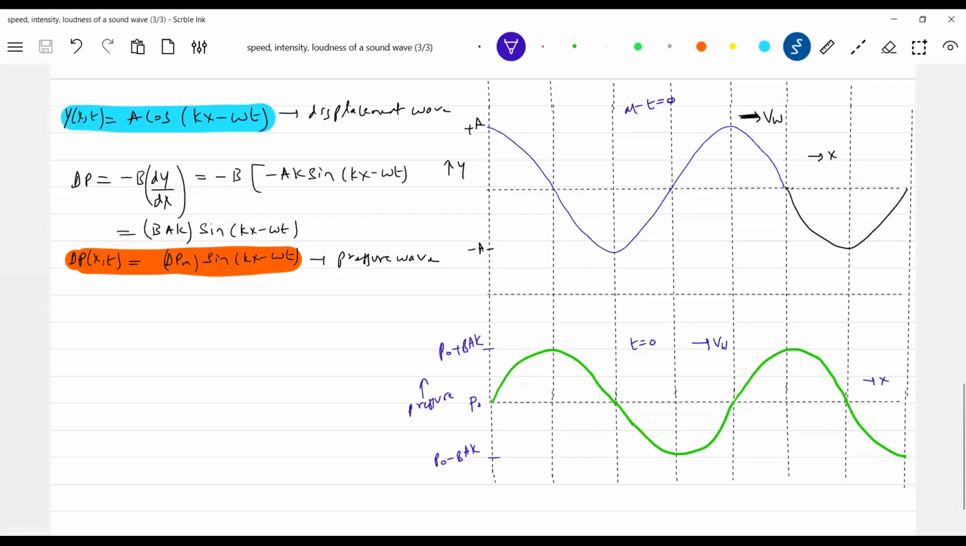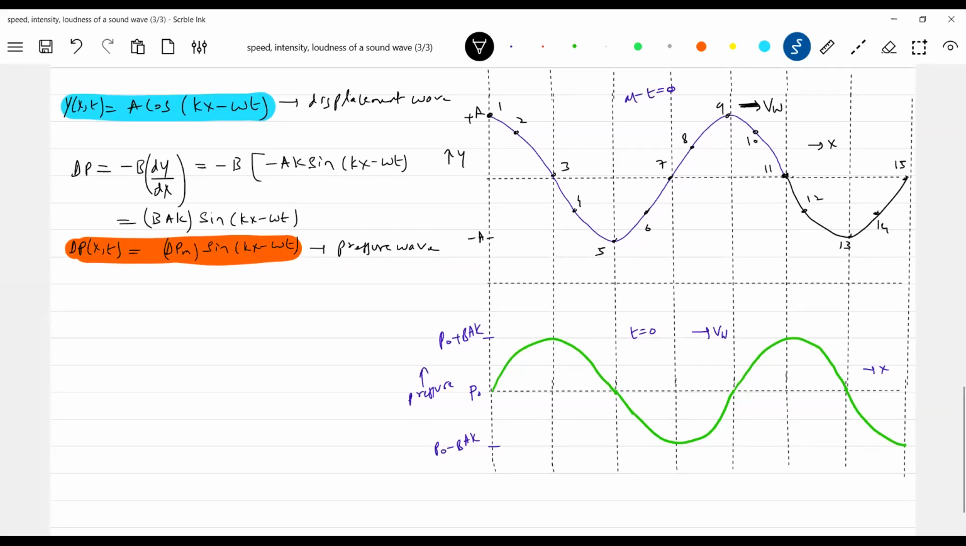Okay, I'm interested in the layers. So what are the layers? The layers are present here. These are the layers. We'll pick up a few layers here. One, two, three, four, five, six. Okay, 15 particles is what I picked up. The very first question: which layer in what direction will be moving?